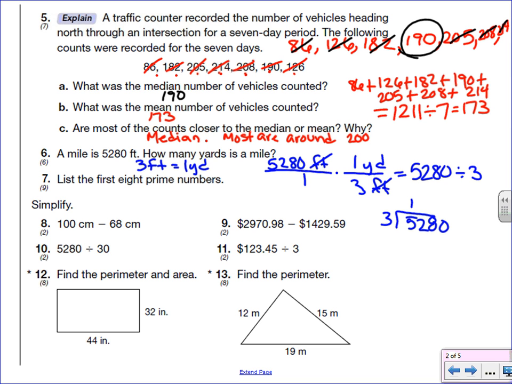3 goes into 5 once. 1 times 3 is 3. 5 minus 3 is 2. Bring down the 2. 3 goes into 22 7 times. 7 times 3 is 21. 22 minus 21 is 1. Bring down the 8. 3 goes into 18 6 times. 6 times 3 is 18. 18 minus 18 is 0. Bring down the 0. 3 goes into 0 0 times. So 1,760 yards.